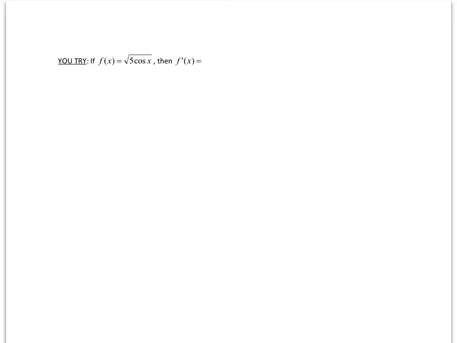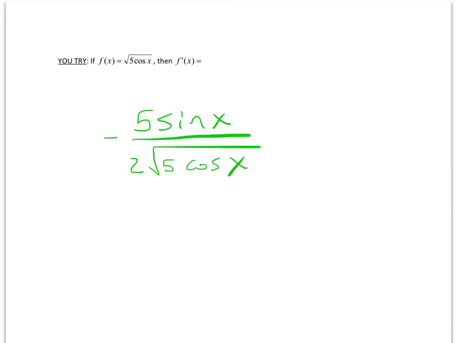We've got our final u-try it today. Now we've got another square root, and it's got a different function in there. Can you find the derivative? Pause the video and let's see. The correct answer is negative 5 sine x over 2 square root of 5 cosine x. Hopefully you got the right answer and the right derivative.